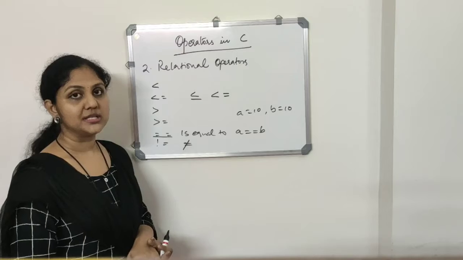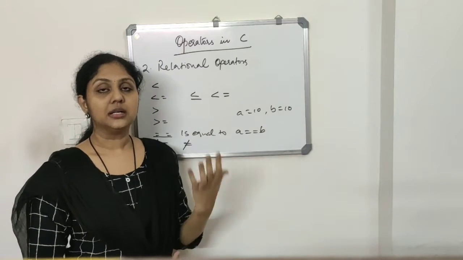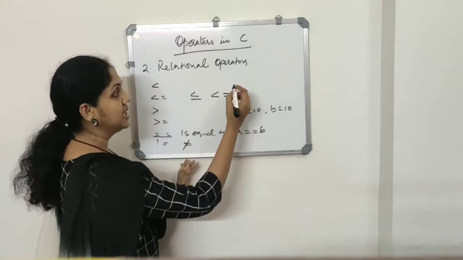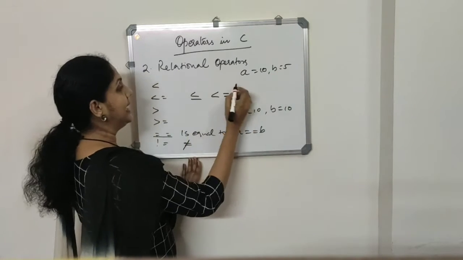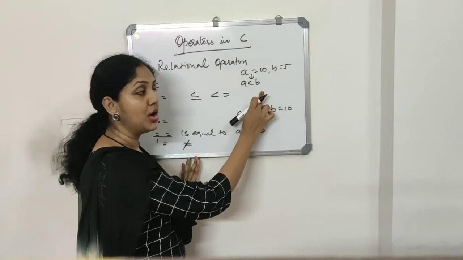Now how are the operations performed? The relational operators will return a value 0 or 1 depending on the condition. Suppose A is equal to 10 and B is equal to 5. Then A less than B. This condition is wrong.